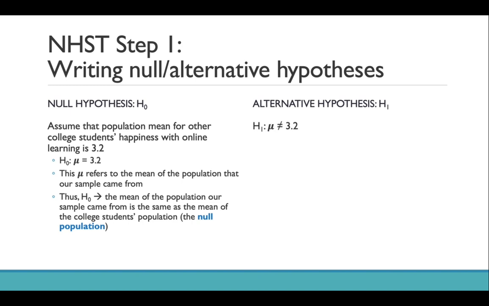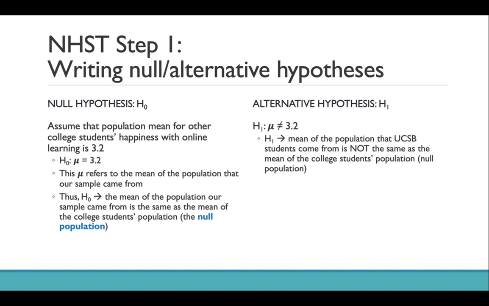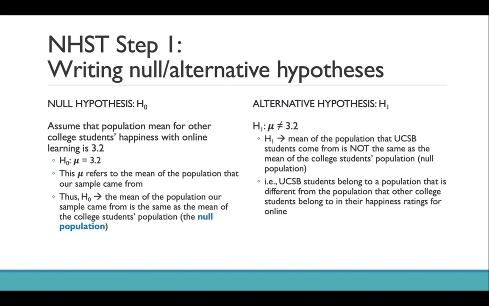Our alternative hypothesis, abbreviated H1, is then simply that mu is not equal to 3.2. Notice here, again, that it's non-directional. It's not saying that it's greater than 3.2 or less than 3.2, just that it's not equal to 3.2. This alternative hypothesis implies that the mean of the population that UCSB students come from is not the same as the mean of the college students' population, the null population. In other words, that UCSB students belong to a population different from the population that other college students belong to, as far as their happiness ratings for online learning go.